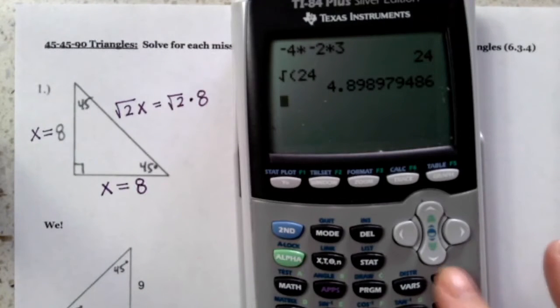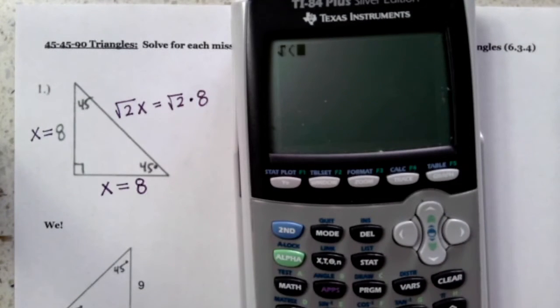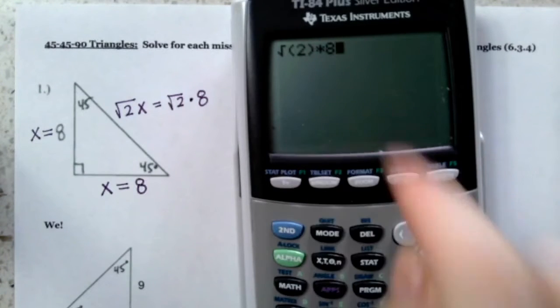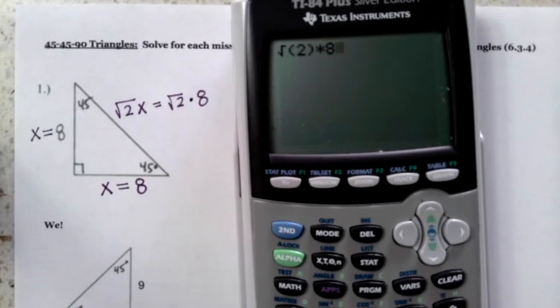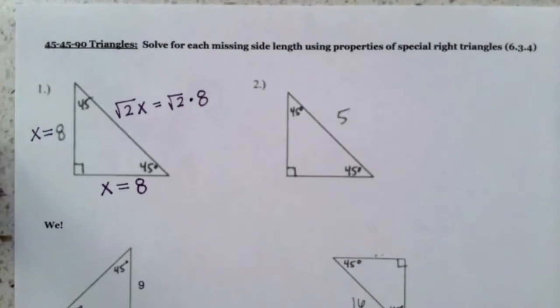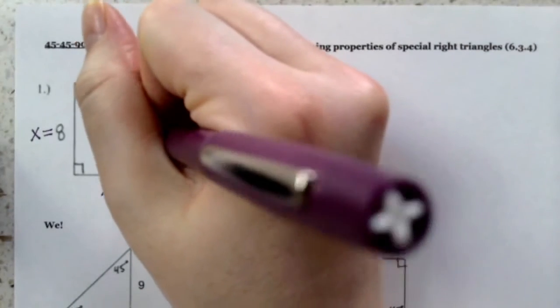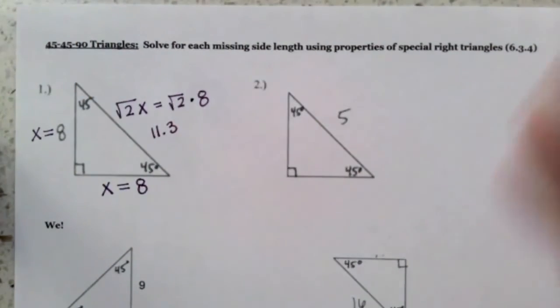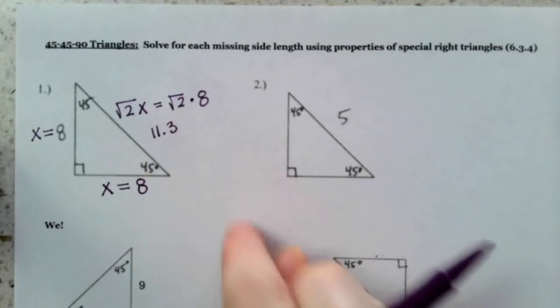And you're going to have to use your calculator, the Google calculator, to do the square root of 2 times 8. Make sure you close your parentheses or it's going to try to do the square root of 16, which is not what we want. So we get 11.3. You can round to 1 decimal. And that's what the side length is.